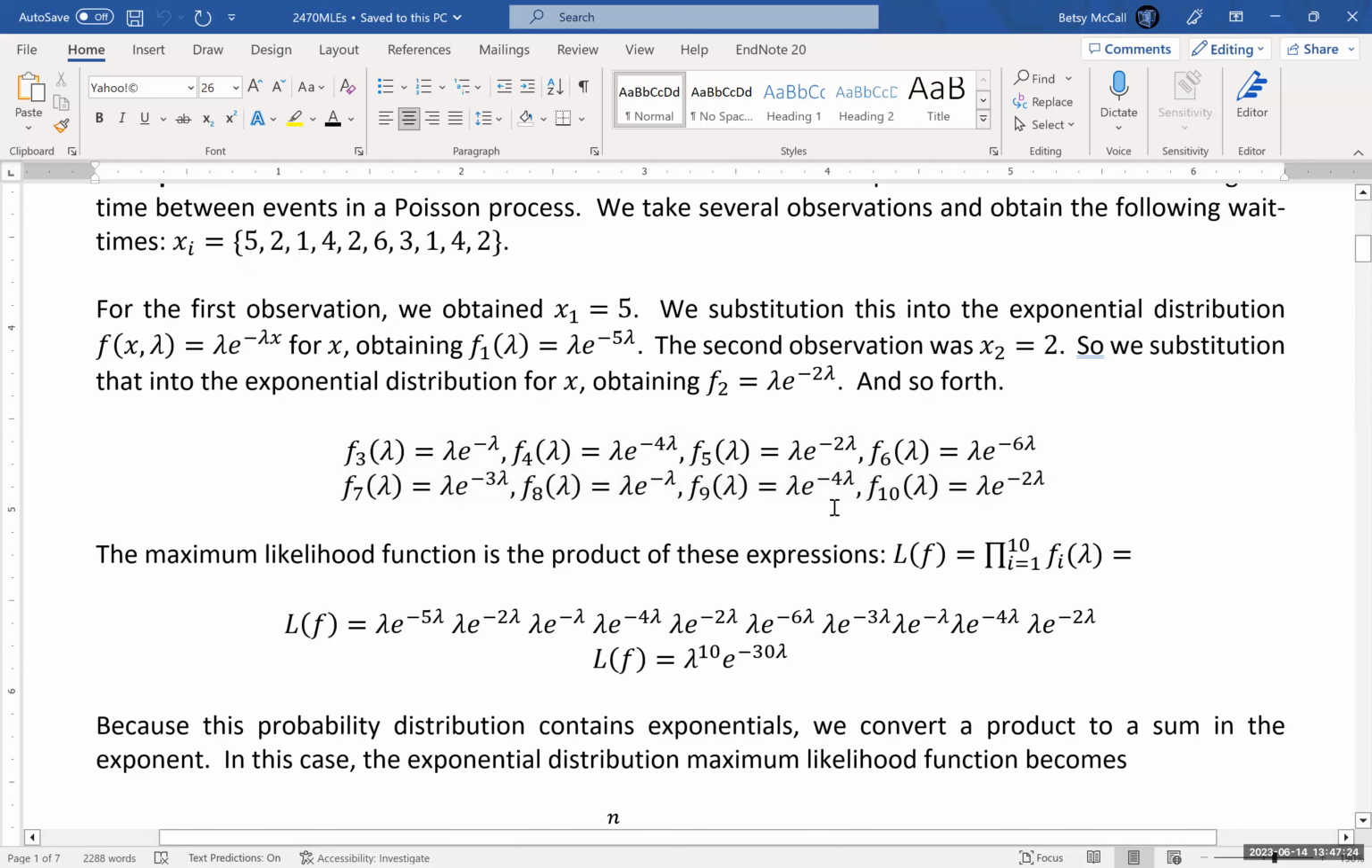And so we're going to feed all of that data and make our function by making a product of all of these individual probability distributions with our individual observations. When we simplify this expression, notice each one has a lambda out front. There were 10 observations, so that's lambda to the 10. And when we multiply exponential functions, we add the exponents. When you add up all of these observations, you end up with 30. These are all negative in the probability distribution, so you end up with negative 30 lambda. And so this is our maximum likelihood function.